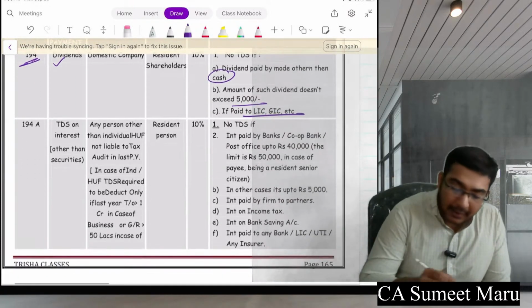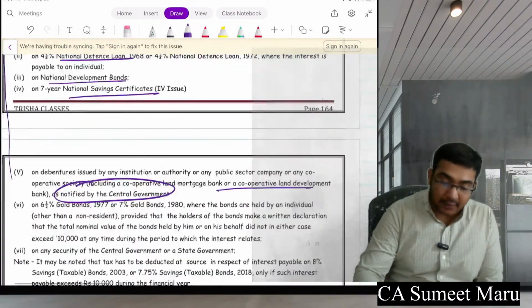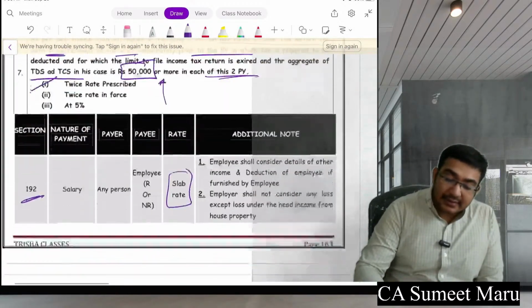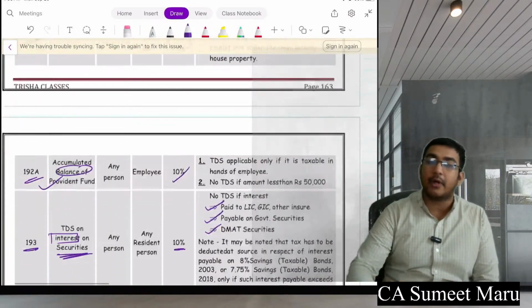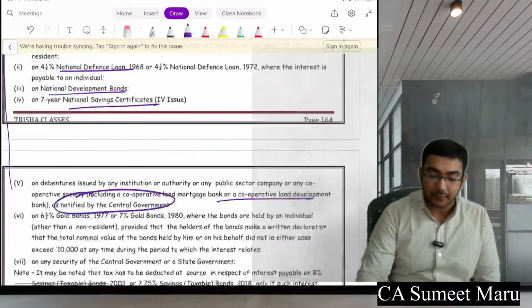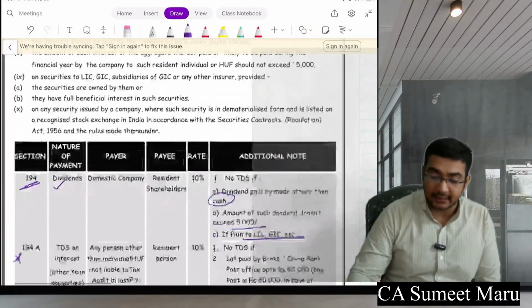Another important part: some of the sections I will mark as important, like salary as well. This doesn't mean that you have to read only the important ones. You have to learn and read everything. Important ones you have to read 2 times more. If you are reading everything 10 times, then read the important ones 11 times. I'll say it like that.